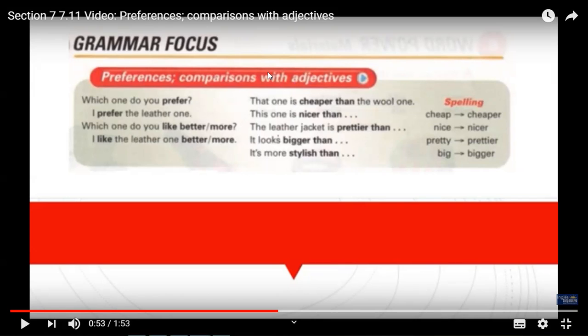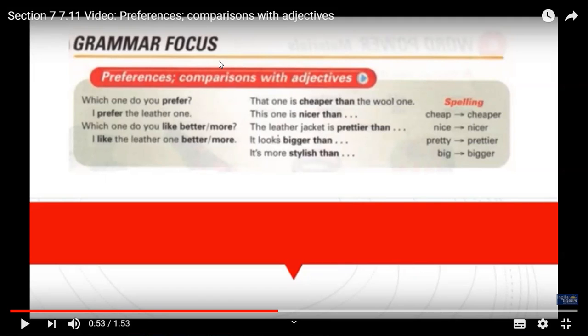This one is nicer than. Okay, the leather jacket is prettier than the wool one. It looks bigger than. It's more stylish than the wool one.